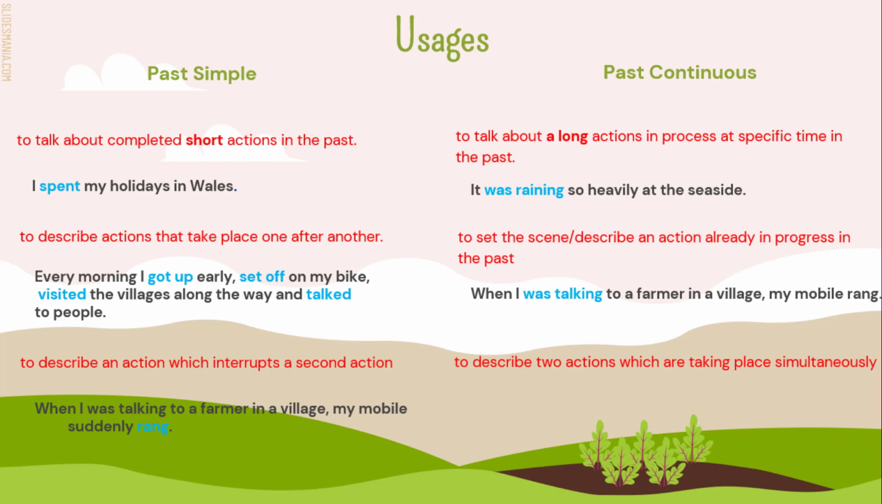We also use the past continuous tense to describe two actions which are taking place simultaneously or at the same time. For example, while I was cycling, my friends were probably sitting on the beach.